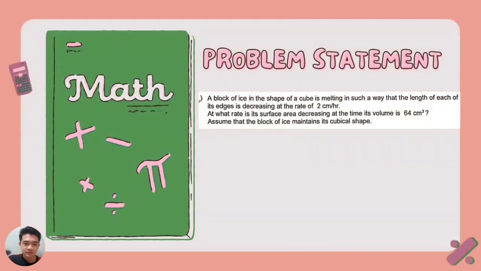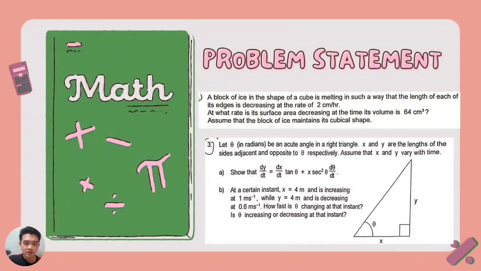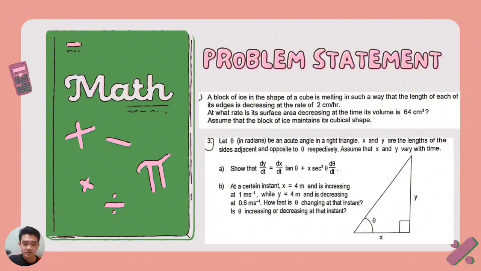Problem statement. First problem is a block of ice in the shape of a cube is melting in such a way that the length of each of its edges is decreasing at the rate of 2 cm per hour. At what rate is its surface area decreasing at the time its volume is 54 cm cubed? Assume that the block of ice maintains its cubical shape.